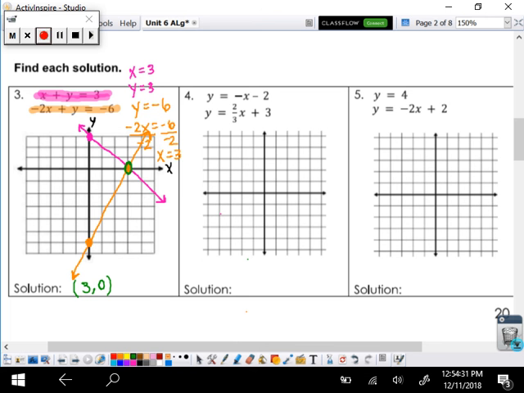Okay, so here's where your graphing lines comes into play. You have to either know the cover-up method or the slope-intercept method, or think about horizontal and vertical lines. So that first one, we use the cover-up method.